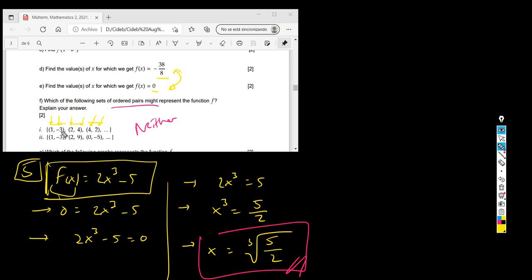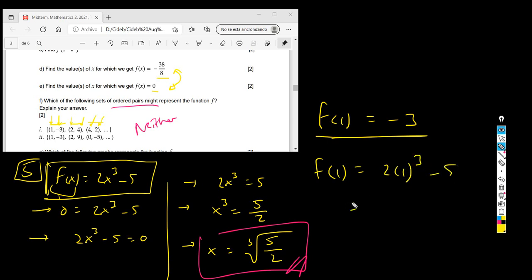For example, the first one, 1 comma minus 3, we should have that f of 1 should be equal to minus 3, according to this function. Is that true though? Let's see, f of 1 is 2 times 1 to the cube minus 5. F of 1 is 2 minus 5, which is minus 3. Okay, this one checks. So far, so good. At some point, one of these two will break. Is it going to be this one? It's this one. This specific point does not satisfy this function.